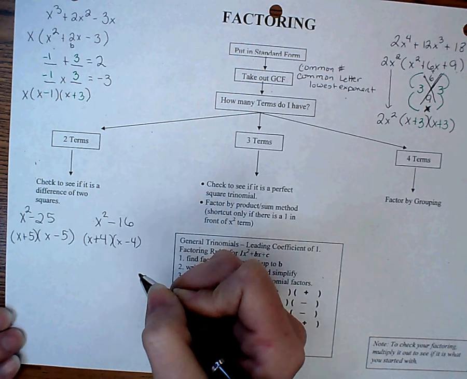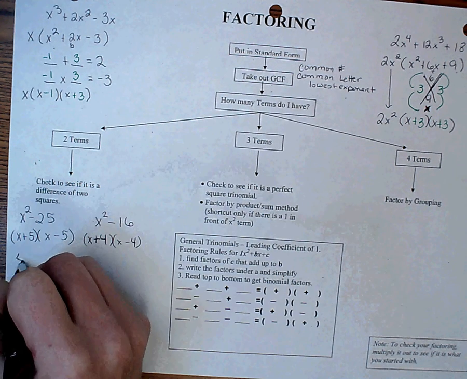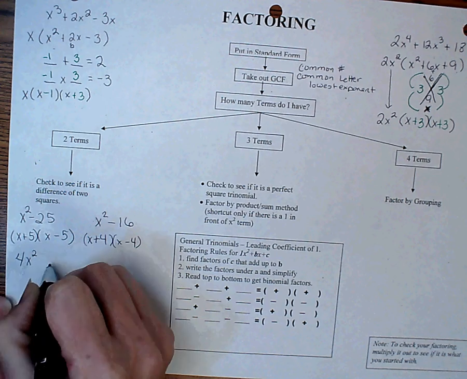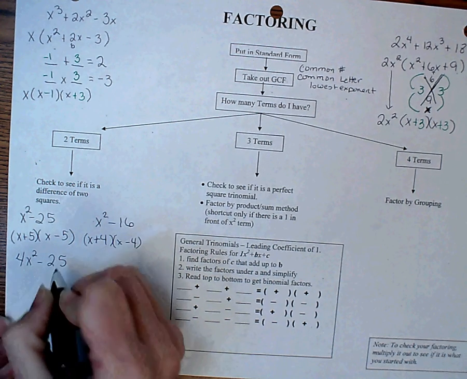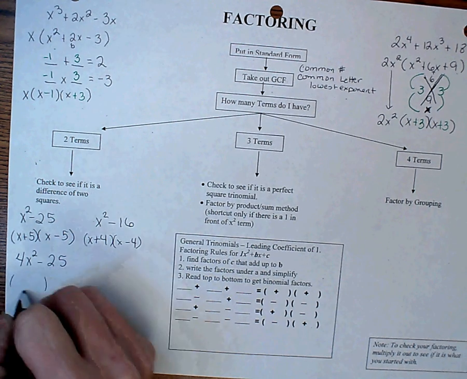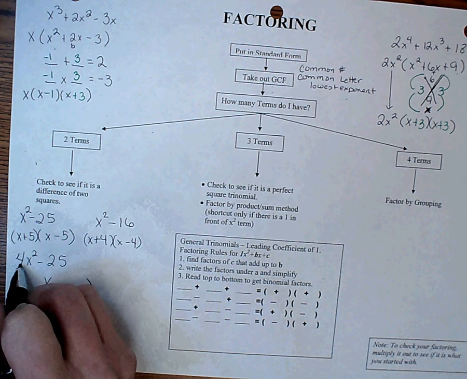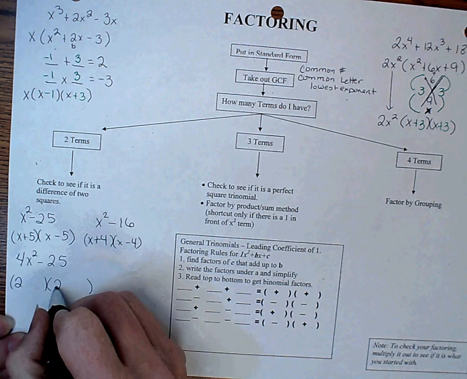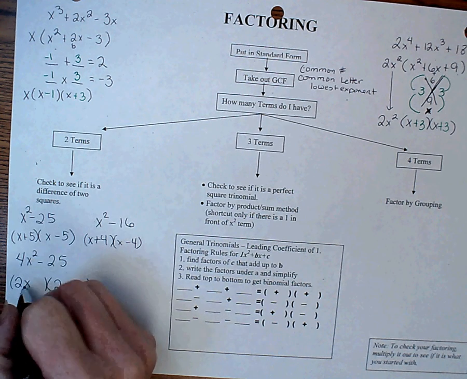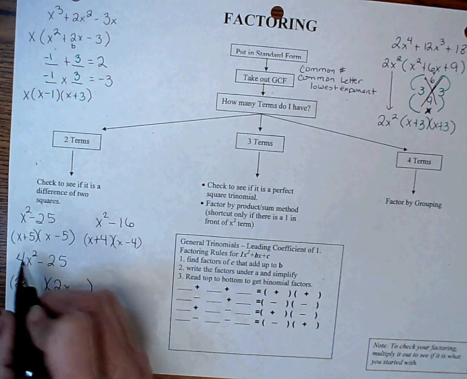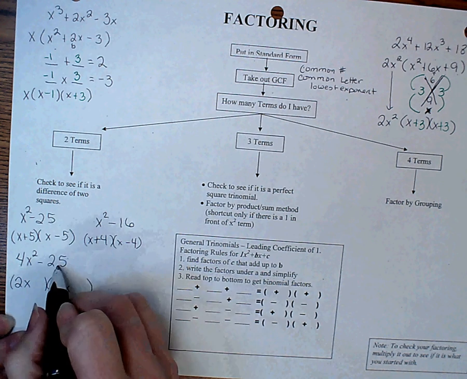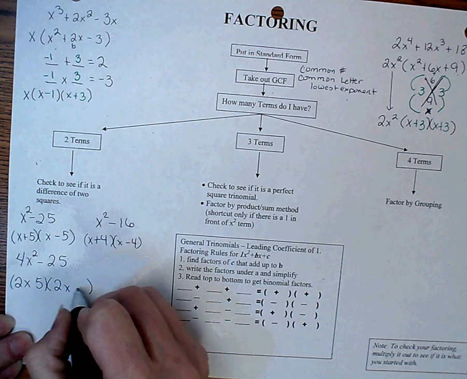Now we can do this even if we have a leading coefficient. So 4x squared minus 25. Remember, I'm looking for the square root of the first term. If I square root 4, I get a 2. Square root x squared, I get x. If you notice, both of those multiply and give me 4x squared. Negative 25, I need 5 and 5.